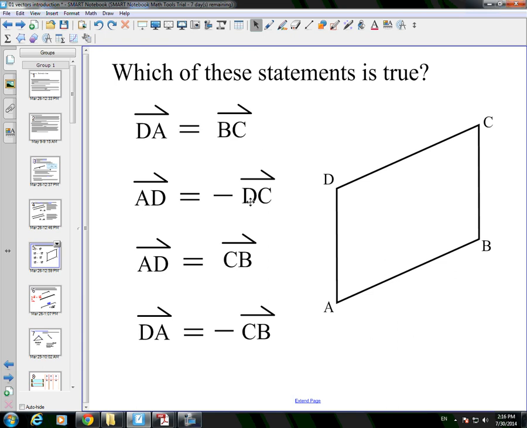If I say AD and the opposite of DC, so here's AD, and here's DC. The opposite of DC goes this way. Clearly, they're not equal vectors in any stretch of the imagination. AD and CB. So here's AD and here's CB. Once again, they're opposite in sense, therefore they are not equal vectors. And finally, DA and the opposite of CB. Here's DA and here's the opposite of CB, which would be BC. And again, not equal. So none of these statements are true. So we have to make sure we're paying attention to that as we work with our vectors.